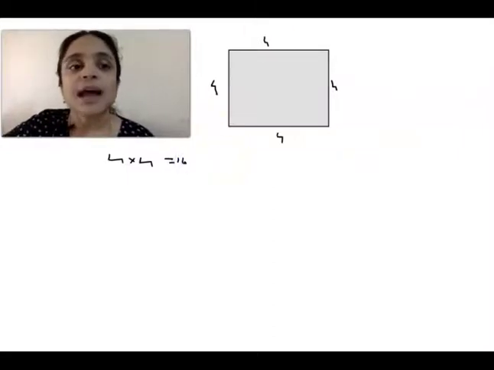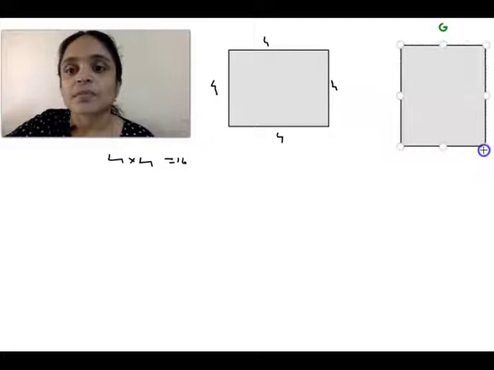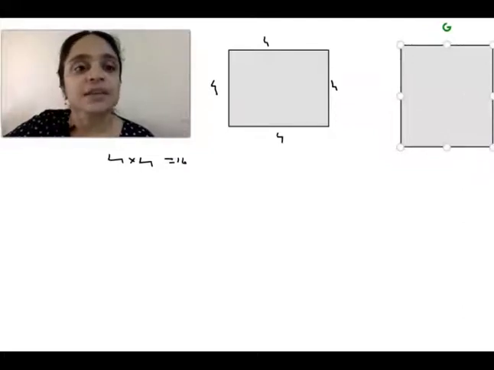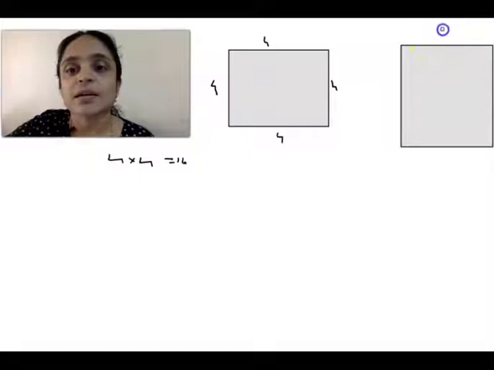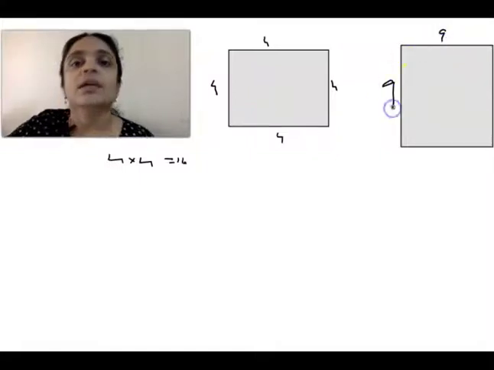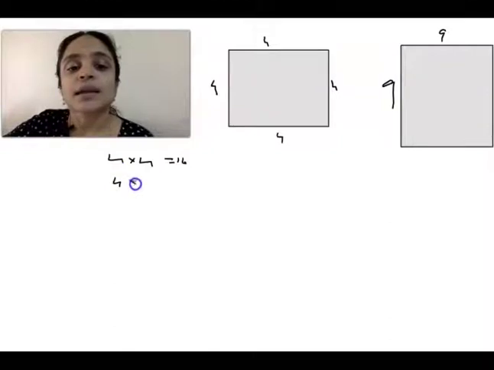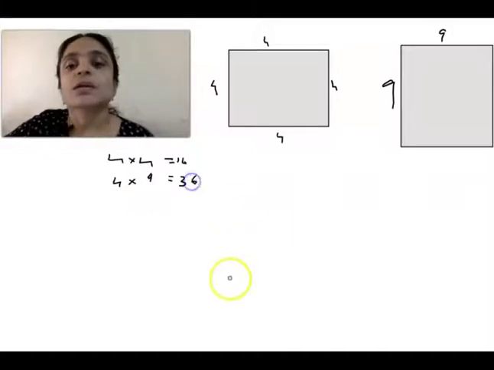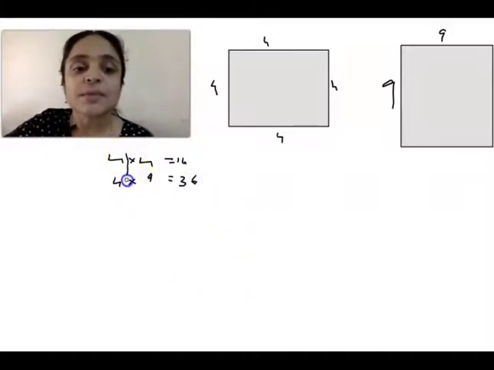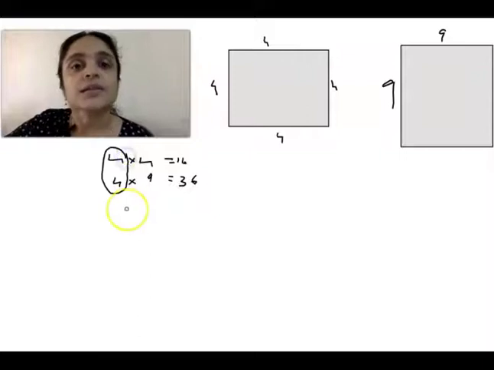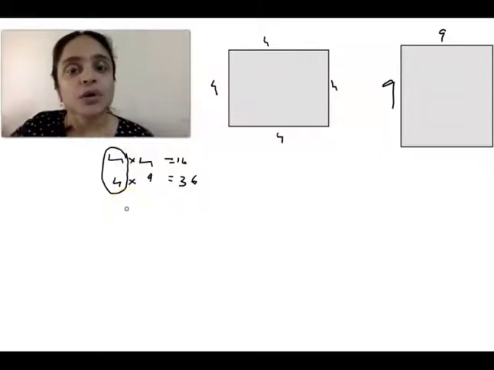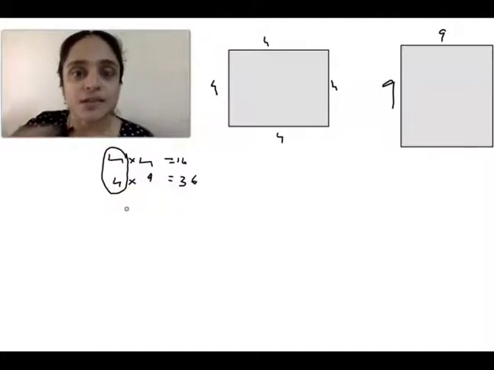Now let us have another square which has sides of 9 units. So what is the perimeter of this square? It is 4 into 9, 36 units. So this 4 is remaining the same. Perimeter of a square, this 4 will remain the same. For any problem, this 4 is the same. So this 4 is called the constant.